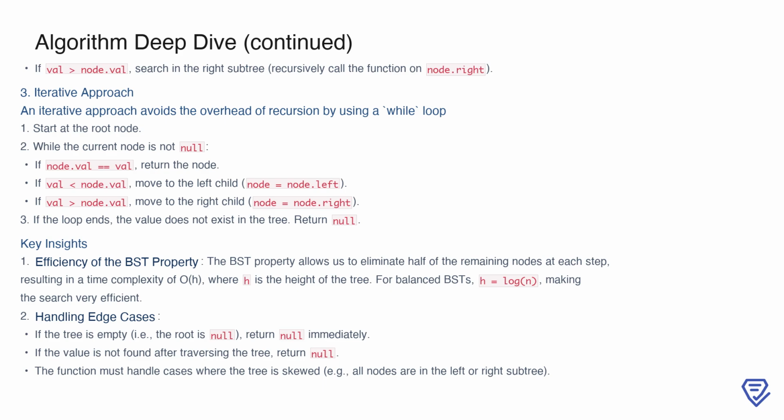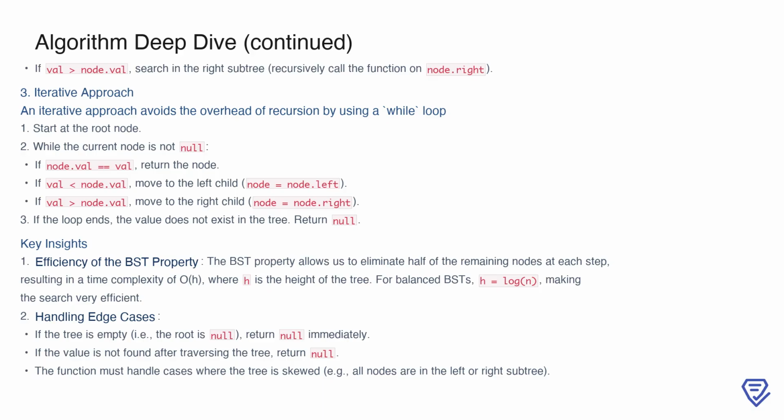At each step, we compare the target value with the current node's value. If they match, we return the current node. If the target is less than the current value, we move the pointer to the left child, and if it's greater, we move to the right child. If we exit the loop without finding the value, it means the value doesn't exist in the tree, so we return null.